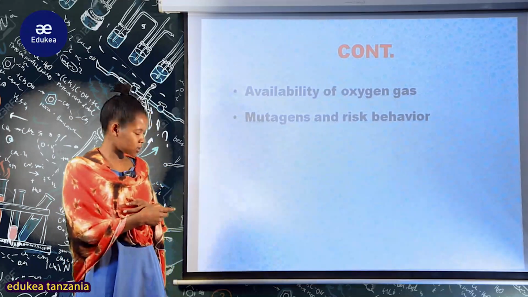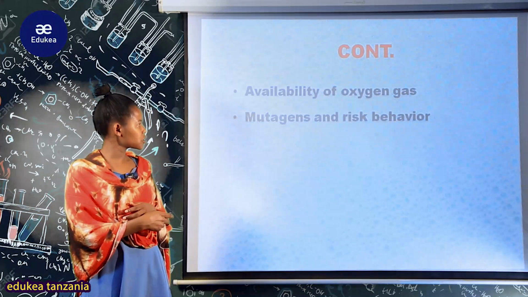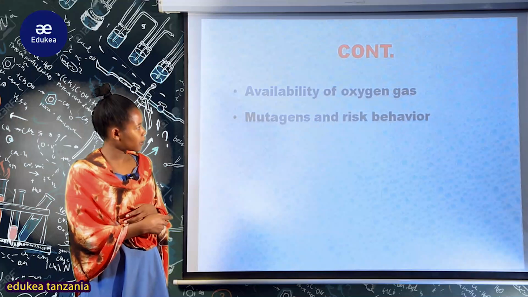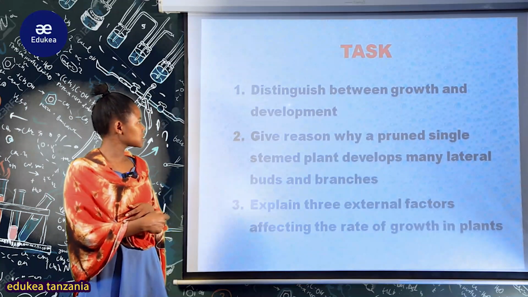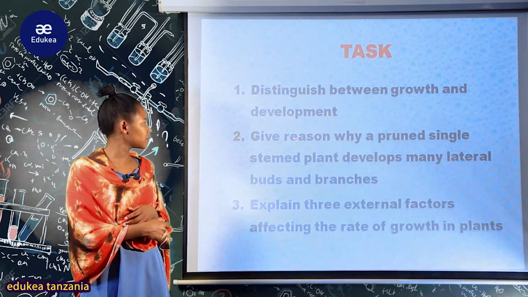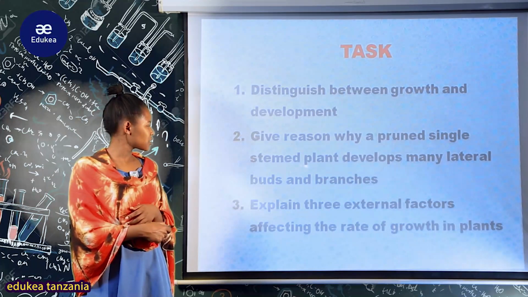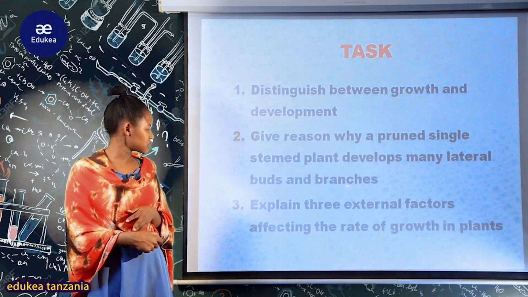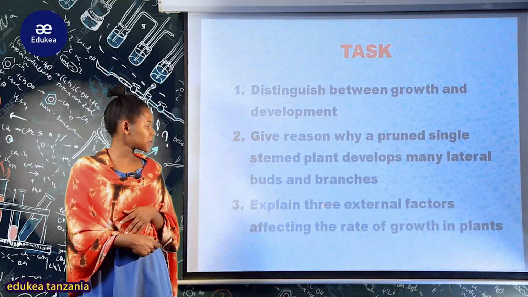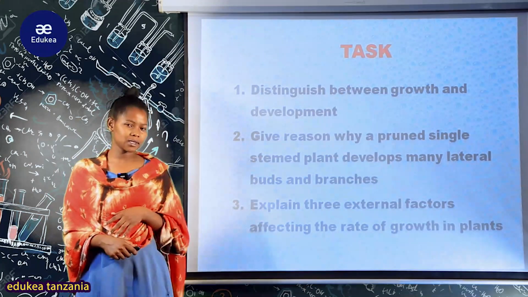And now, good students, we are ending our session, and I welcome you to pass through this good task on distinguishing between growth and development. Also, give reasons why a pruned single-stemmed plant develops many lateral buds and branches. And finally, you have to explain three external factors affecting the rate of growth in plants.